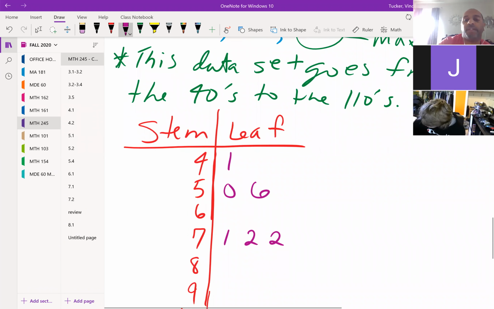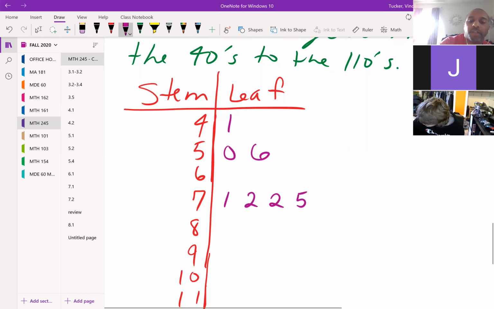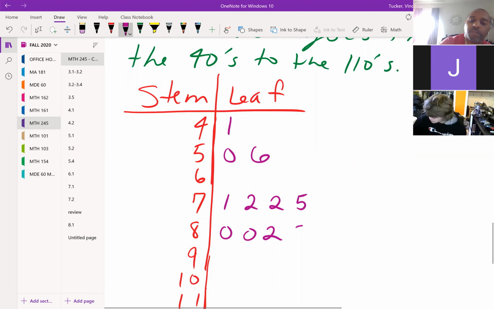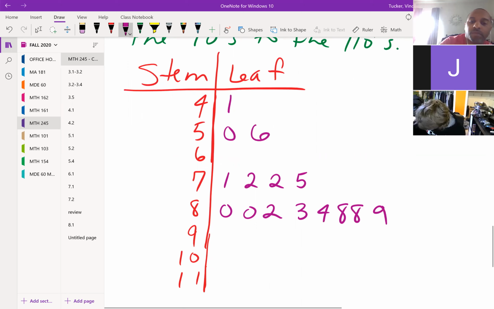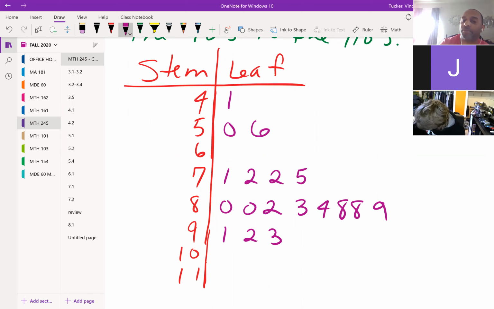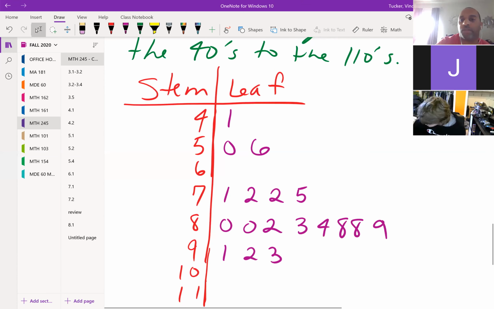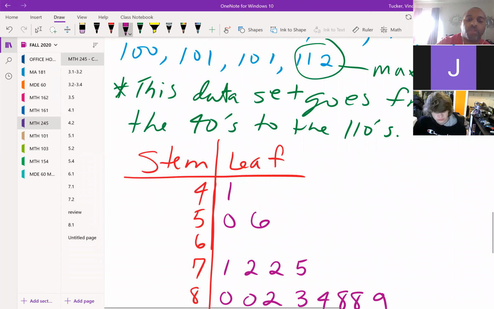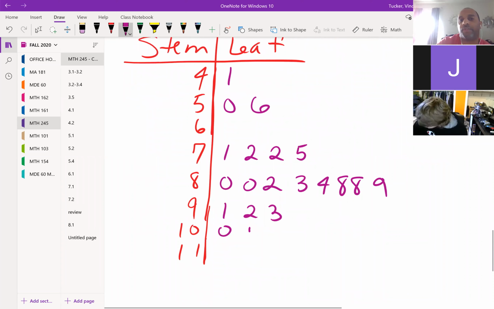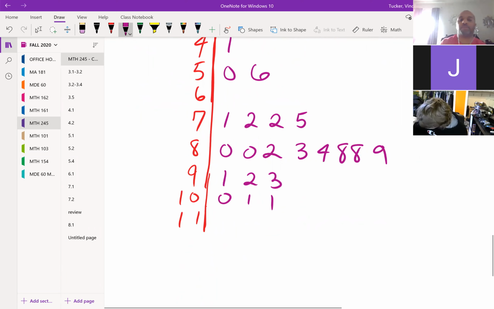Then we have 80 twice, 82, 3, 4, 8, 8, 9. Yeah. Then 91, 92, 93. Can they put commas by it? Nope, you wouldn't put commas. Nope. Okay. 100. 101, and then 112. So that's how you would do it.